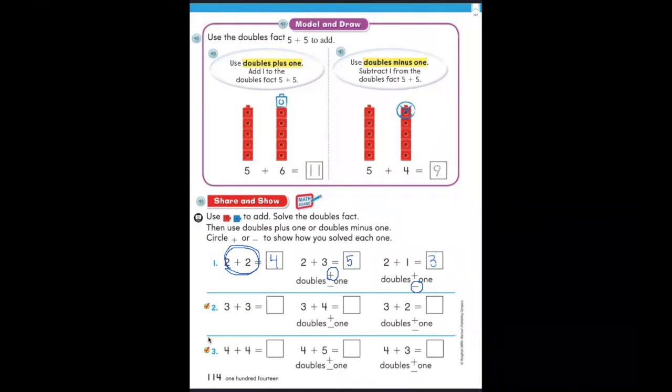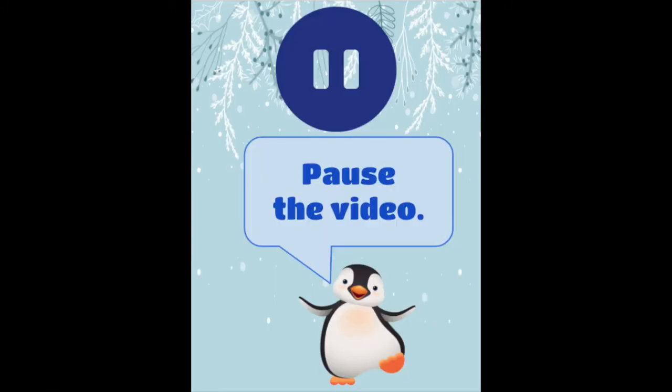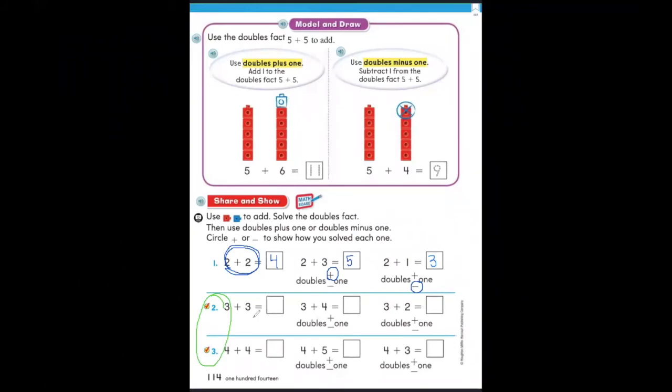Now I want you to try numbers 2 and 3 by yourself, and then we will check back in. Go ahead and pause the video and do numbers 2 and 3. Now that you've had some time to complete numbers 2 and 3, let's go over the answers. Remember that if you got some mistakes on your paper, then make sure you fix those mistakes. Redo. Remember that if you made a mistake, that's okay. You can go ahead and fix it as we go along.